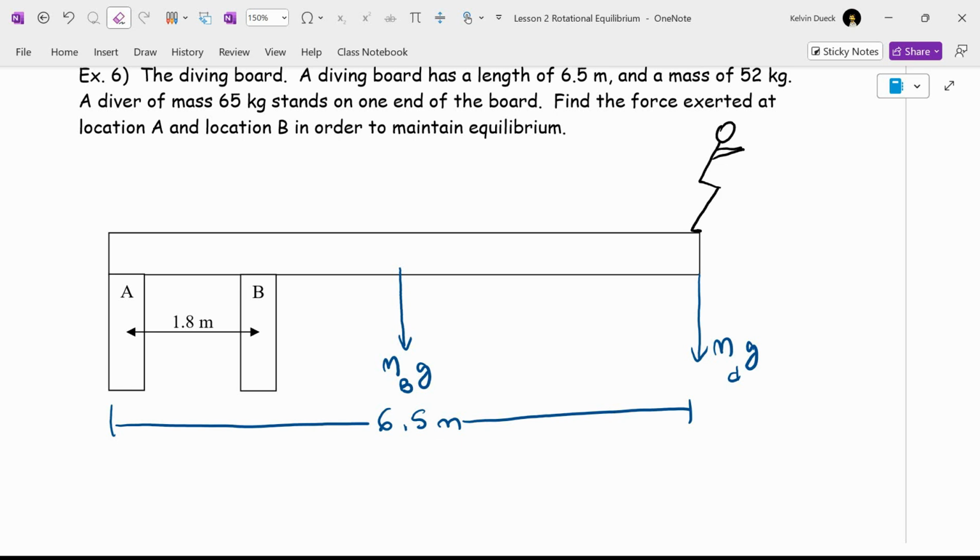Can't do that. Oh, wait a minute. Yes, I can. If I use torques, is there a beam, Tony? So I can put the pivot at one of these forces and find the other one. So, okay. What do you want to find first, FA or FB? I don't care, pick. You want to find FA first? That means we're going to put the pivot right there.